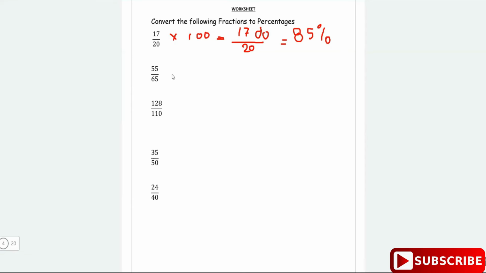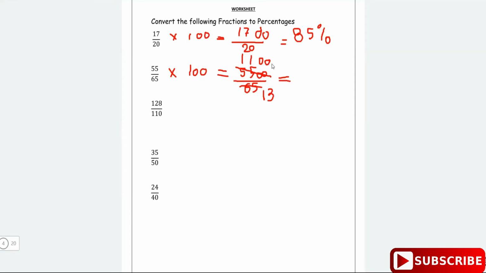So 55 over 65, again, you multiply it by 100. So 55 times 100 is 5,500, and this is being divided by 65. Then we're going to do the division now. 5 into 5500 gives 1100, and 5 into 65 gives 13. So now we have 1100 over 13.